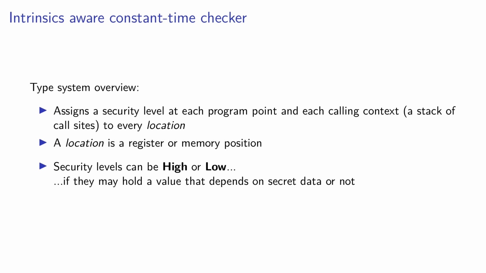And the type system works in the following way. It starts by assigning a security level at each program point and each calling context, which is basically a stack of calling sites, to each location. And the location can be a register or a memory position. A security level can be high if the location may contain or depend on secret data, and otherwise it is considered to be low.